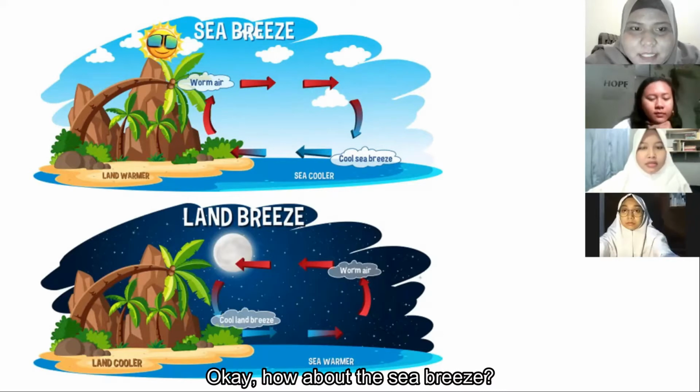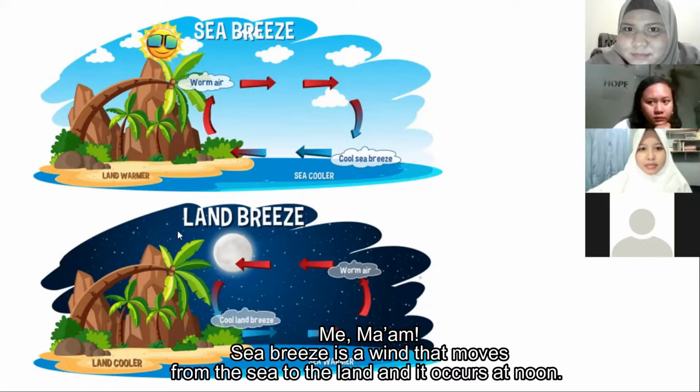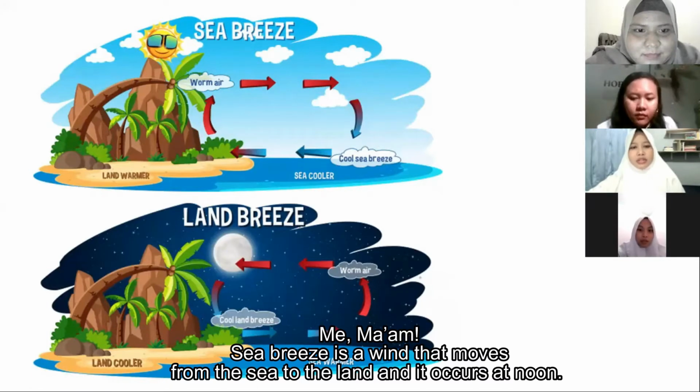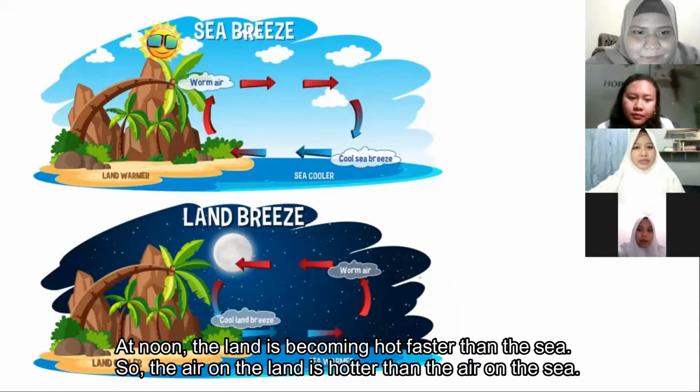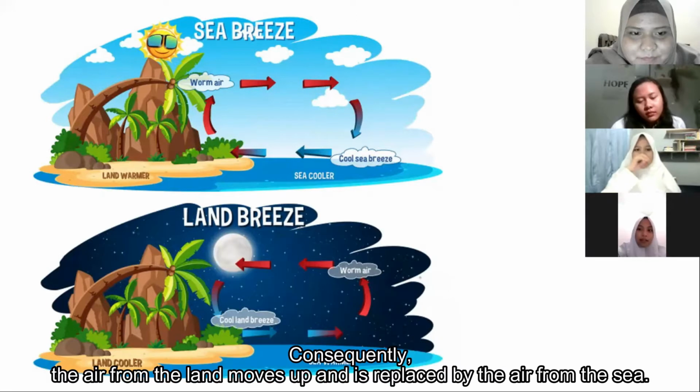Okay. How about the sea breeze? Me, ma'am. Sea breeze is a wind that moves from the sea to the land and it occurs at noon. At noon, the land becomes hot faster than the sea. So, the air on the land is hotter than the air on the sea. Consequently, the air from the land moves up and is replaced by the air from the sea.